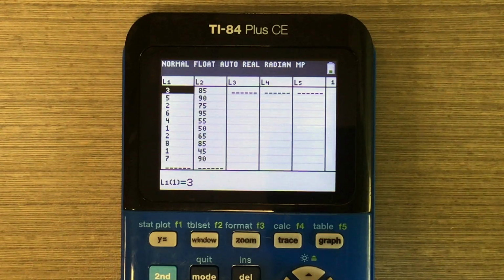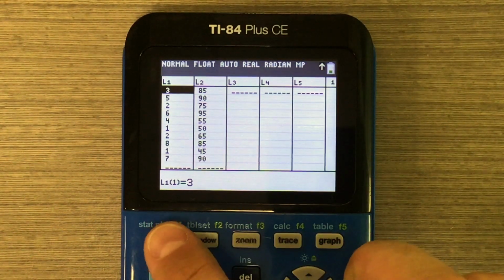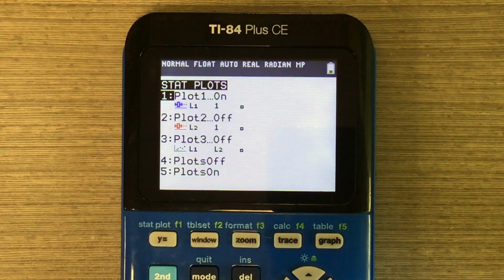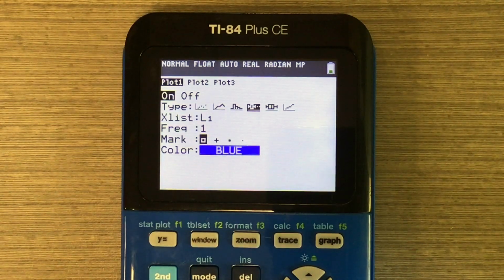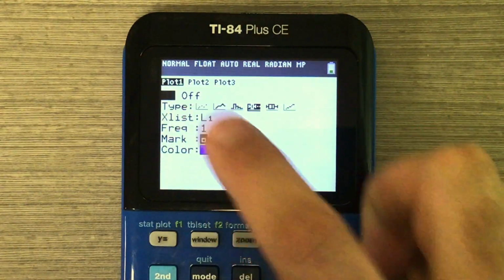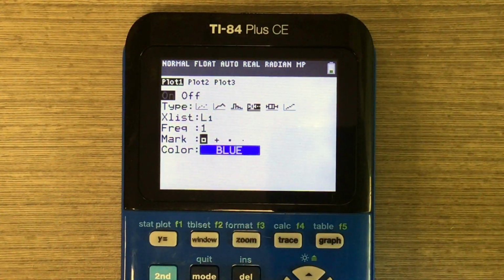After you have your data in there, then what you're going to do is go to your stat plots, so second, and then hit the Y equals button. And we're going to go ahead and just go to this first plot. It's already turned on for me. If it's not on, make sure you turn it on, and probably turn off anything else. You can sort of see what's on and off by looking up ahead there. And we're going to choose this very first one. This is the scatter plot.